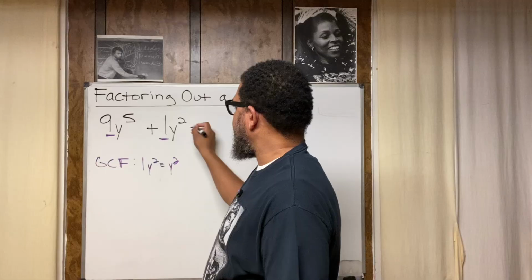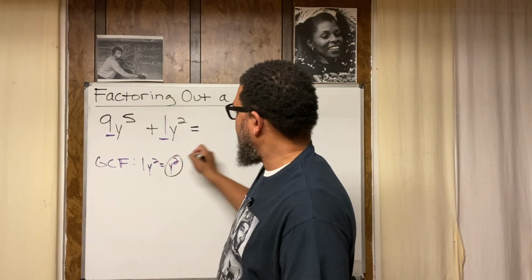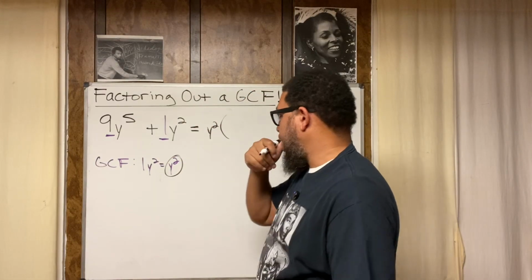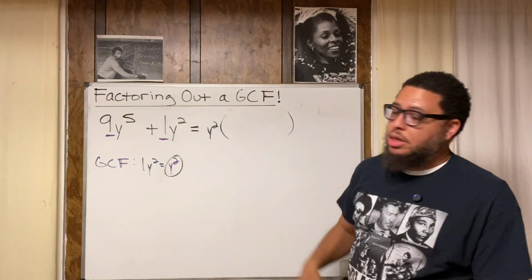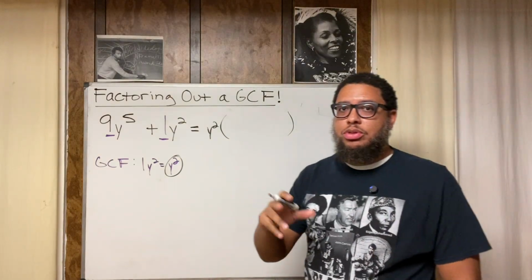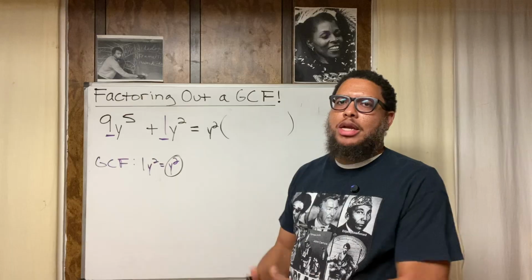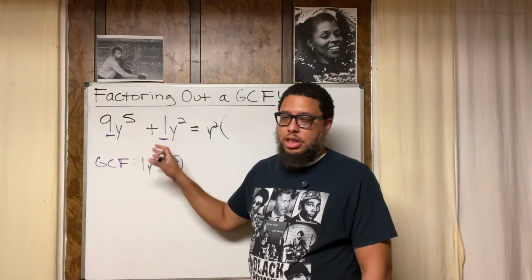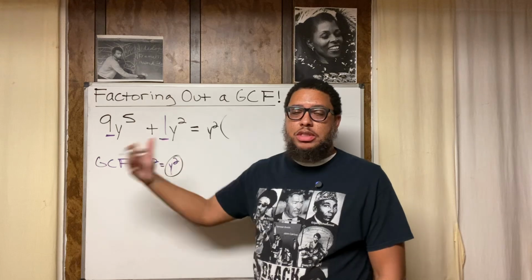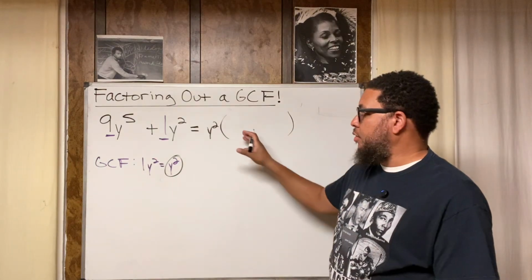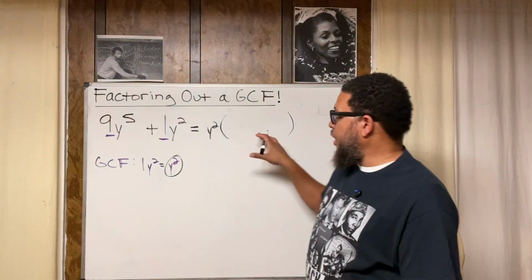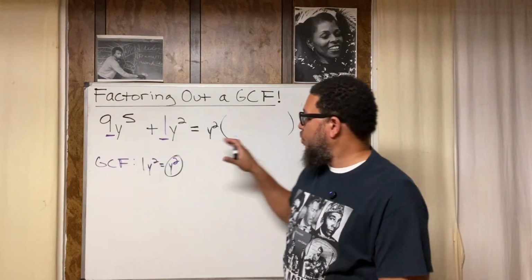Put the equal sign, write the GCF, y squared, put parentheses like that. Now, what's going to go inside the parentheses? Two terms. Where are those two terms going to come from? And first of all, how do I know two terms are going to go inside the parentheses? Because we started out with two terms. If we start out with two terms in the original expression, that means we're going to have the same amount of terms inside the parentheses. We start out with two, we end with two.